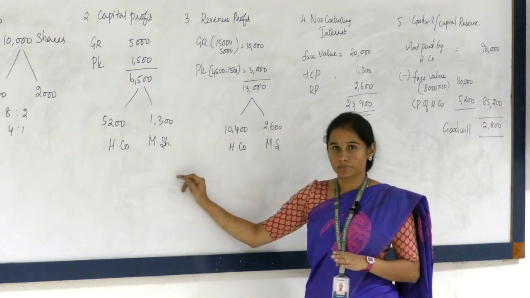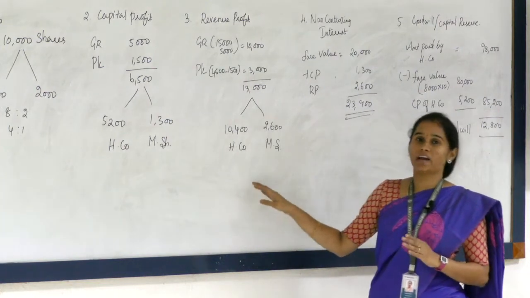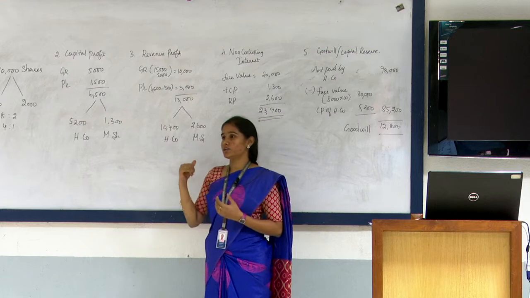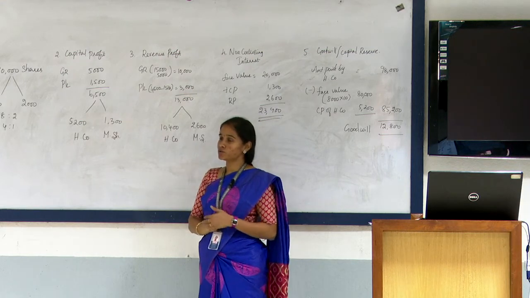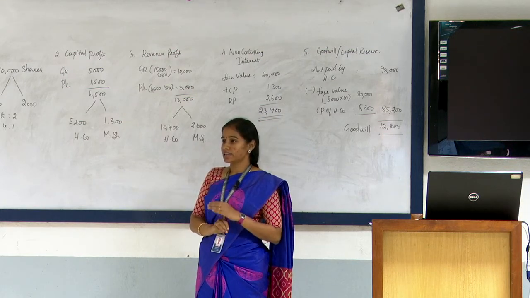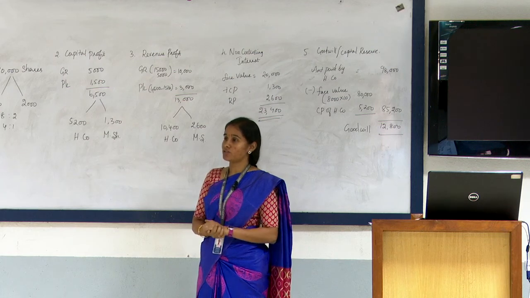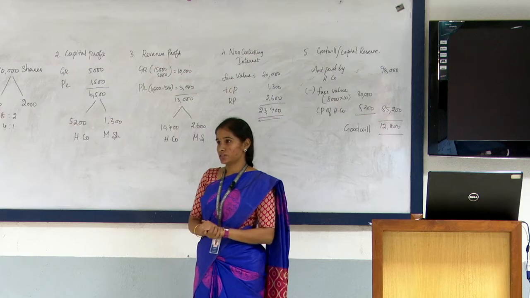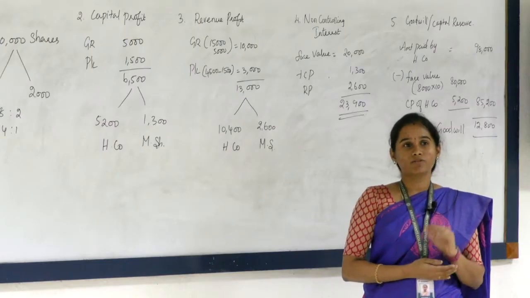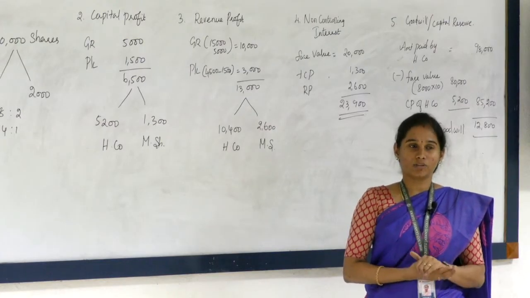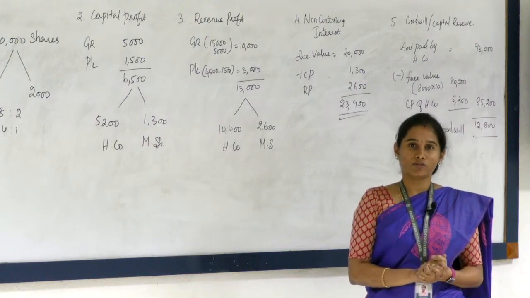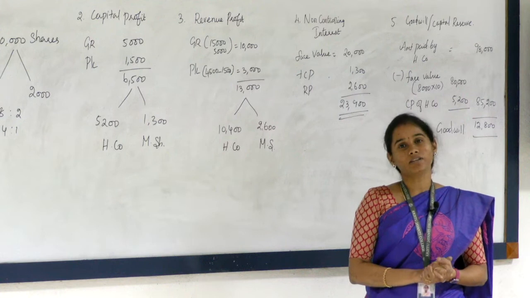The third step is to ascertain the revenue profit. Before finding out the revenue profit, we want to know what revenue profit is. That is any profits or reserves earned by the subsidiary company after the date of acquisition. Let us take an example. 1st October is the date of acquisition; after that date, any profit earned by the subsidiary company will be considered as revenue profit.